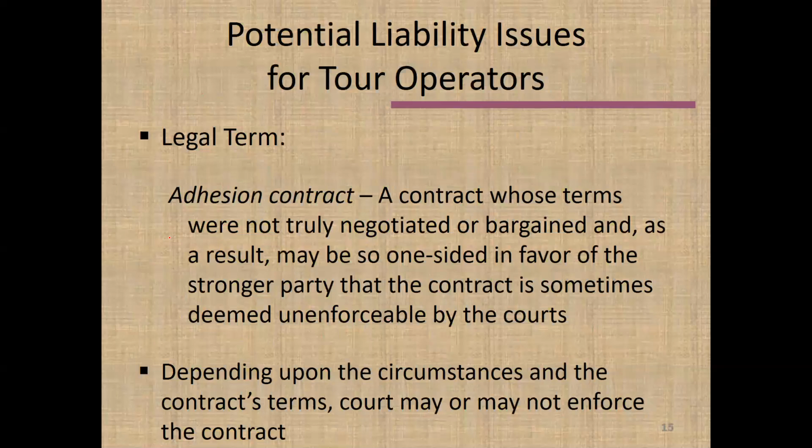So an adhesion contract is a contract whose terms are not truly negotiated or bargained between the parties. It's kind of a take it or leave it type of situation. And as a result of the fact that they're not bargained, it's possible for an adhesion contract to be very one-sided, to really benefit the person who wrote the contract. And so sometimes courts do not enforce adhesion contracts. Having said that, lots and lots of adhesion contracts are completely enforceable.